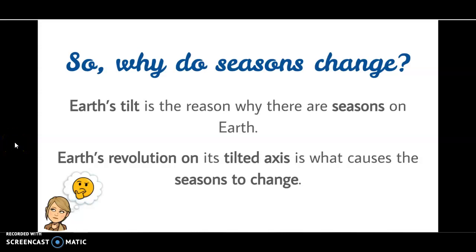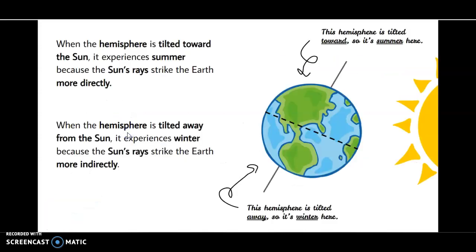So in this DIY, we're looking at why do seasons change? By now you should know that the seasons change because of the Earth's tilt and the Earth's revolution around the sun. Without it moving around the sun and without that tilt, we would not have seasonal changes.